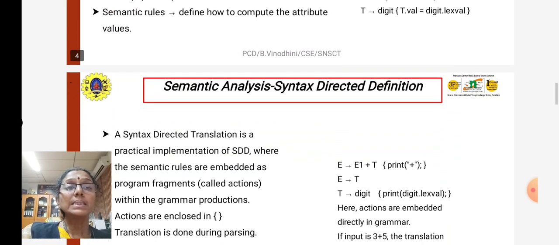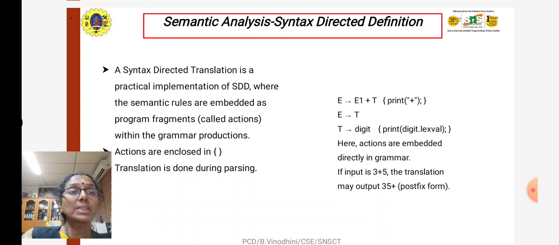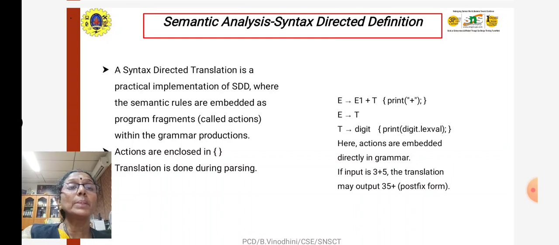Next is syntax directed translation. It is the practical implementation of the syntax directed definition, where the semantic rules are embedded as program fragments. When the grammar productions are enclosed with the actions we have to perform when we see the particular productions, for example, on the right side we have the translation rule E tends to E plus T.